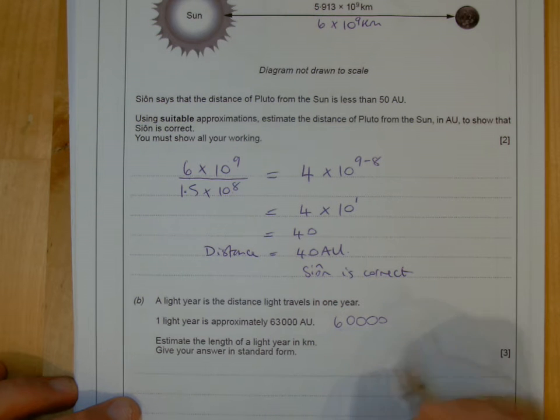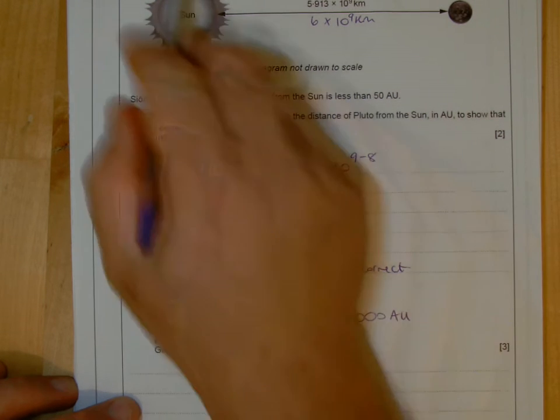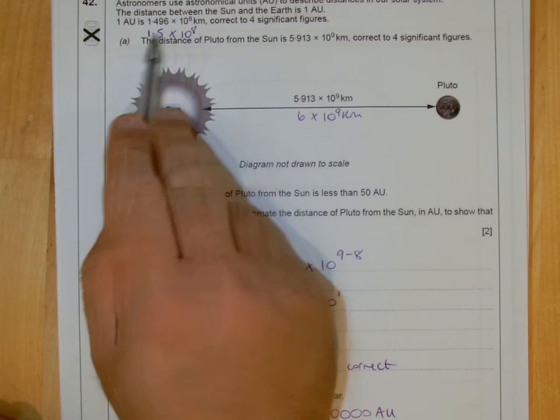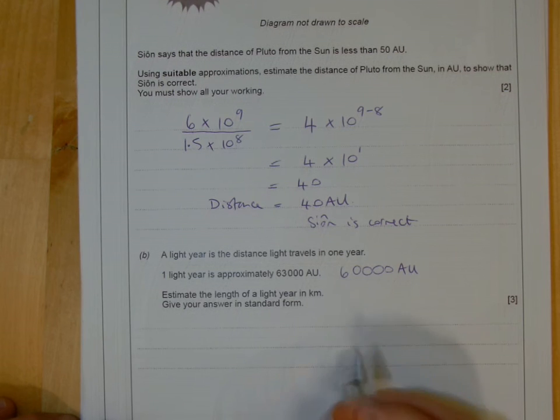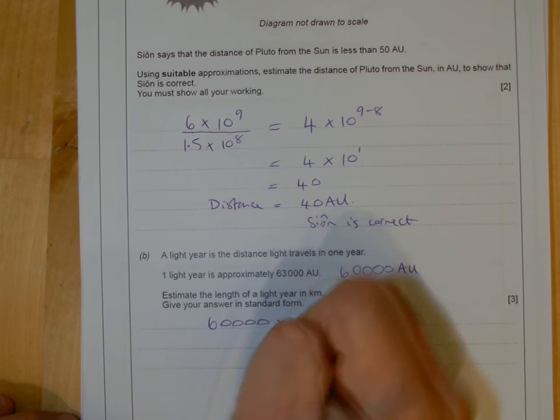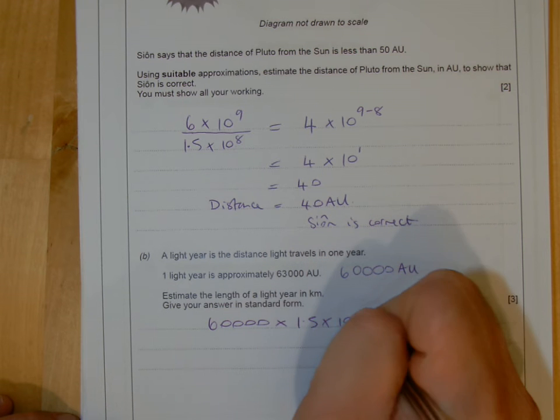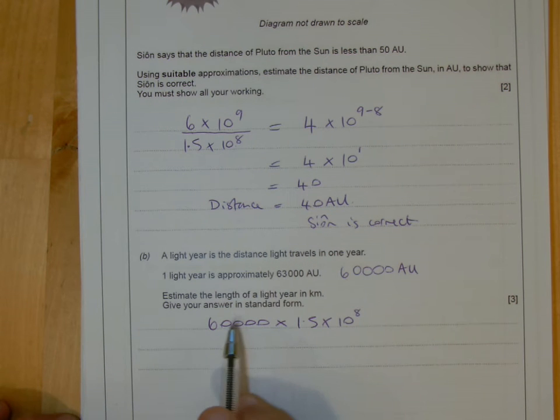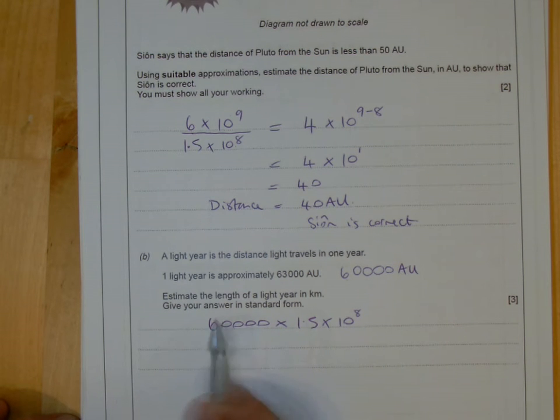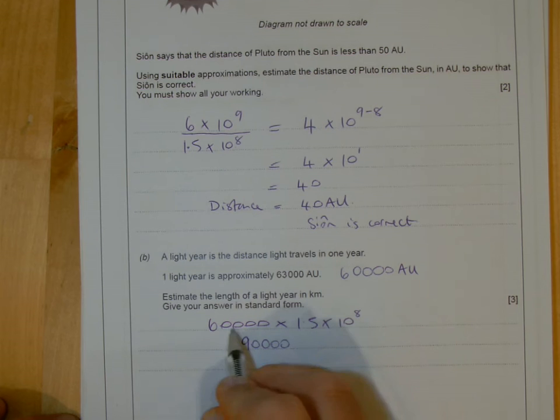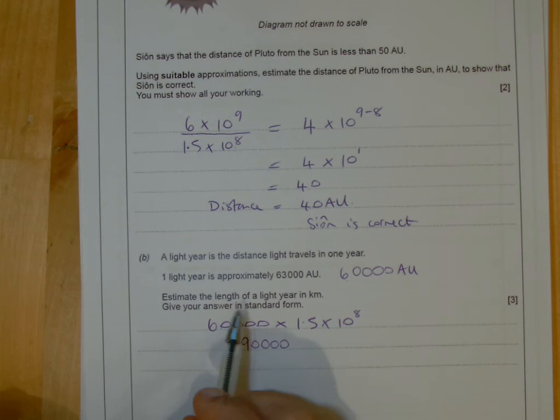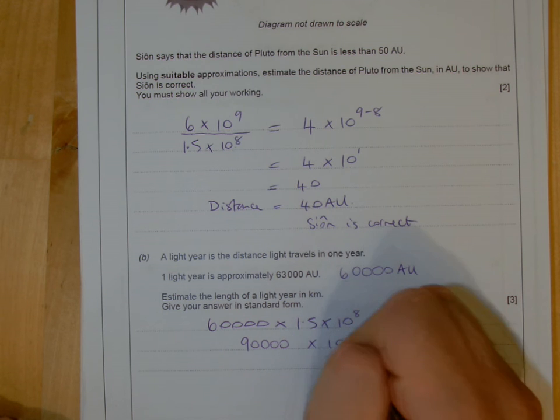So we take 60,000 AU, and because we know 1 AU is 1.5 times 10 to the 8, we can just multiply this by 60,000 to get the length of a light year. So 60,000 times 1.5 times 10 to the 8. Now what I'm tempted to do here is just multiply these together, because 1.5 of 60,000 is going to be 90,000, because half of 60,000 is 30,000. So 1.5 of 60,000 is 90,000 times 10 to the power of 8.